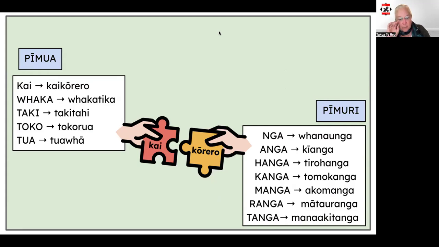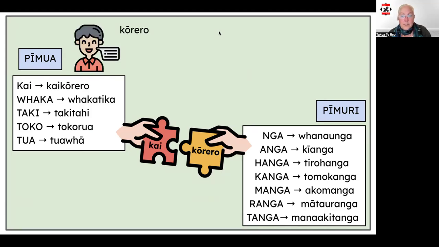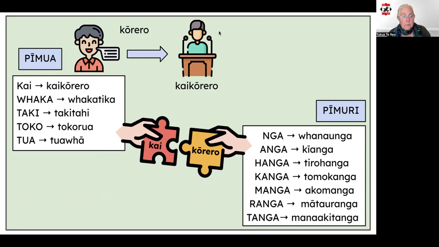Here's a few examples of the pīmua and pīmuri so that you can see how they work. In the first set of examples, the pīmua have been added to the front of the base word to alter the type of word it is. So, for example, is the word kōrero, which is an action word or a tūmahi, meaning to speak. Then becomes kai kōrero, which is the person who is speaking.